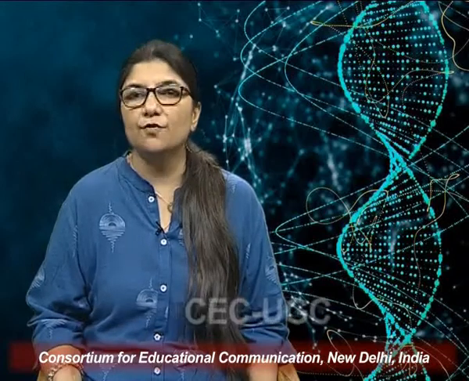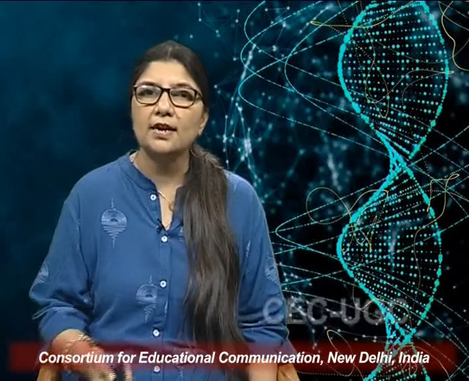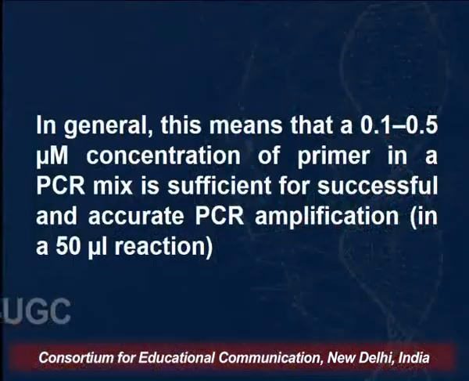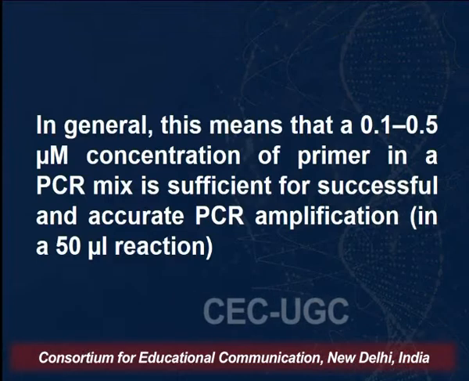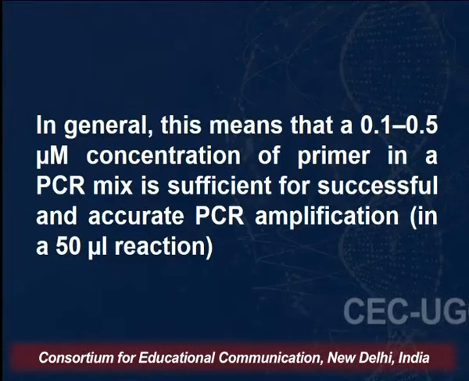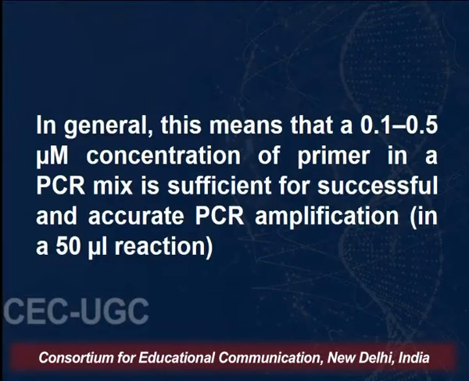How will we identify that the amplification has occurred? We need to run it. We talked about visualization of molecules. We need to run it on agarose gel electrophoresis, and if it is to be visible, so much primer concentration is required. In general, this means that a 0.1 to 0.5 micromolar concentration of primer in a PCR mix is sufficient for successful and accurate PCR amplification in a 50 microliter reaction mix.